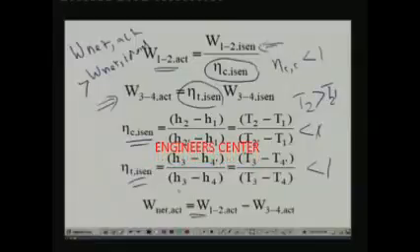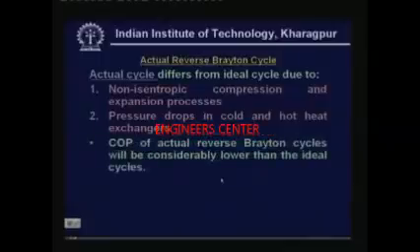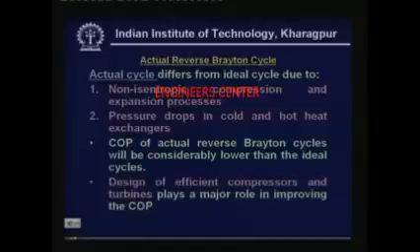So, as I said just now, the net work input increases. We find that the COP of actual reverse Brayton cycles will be considerably lower than the ideal cycle because of these two effects: reduction in the cooling output and increase in the net work input. In fact, the reduction could be quite considerable depending upon the design, and one way of improving the system performance is to design efficient compressors and turbines. This is a very critical issue. If you want good efficiency, you must have efficient compressors and turbines.